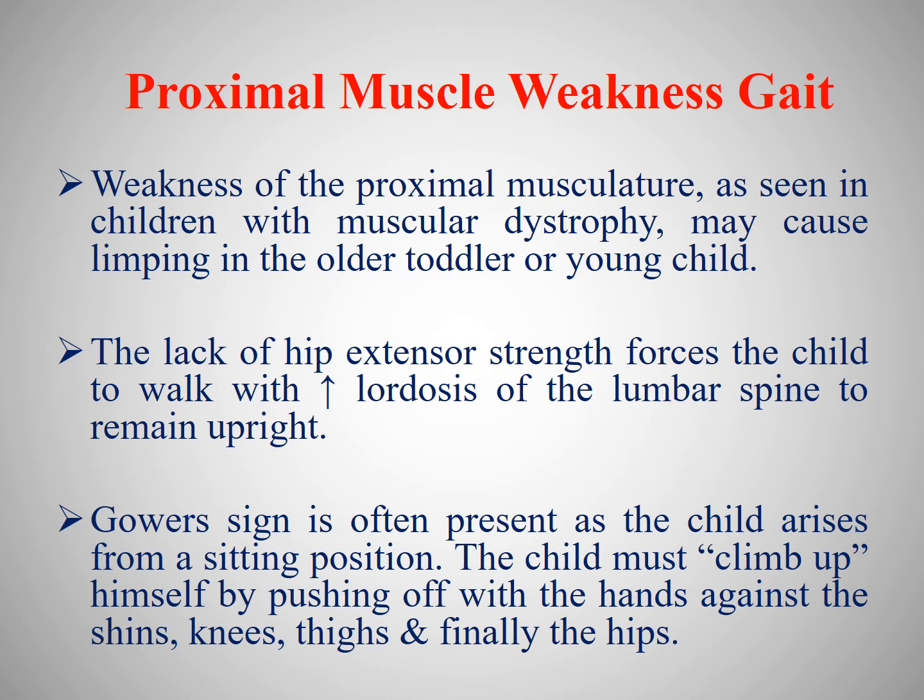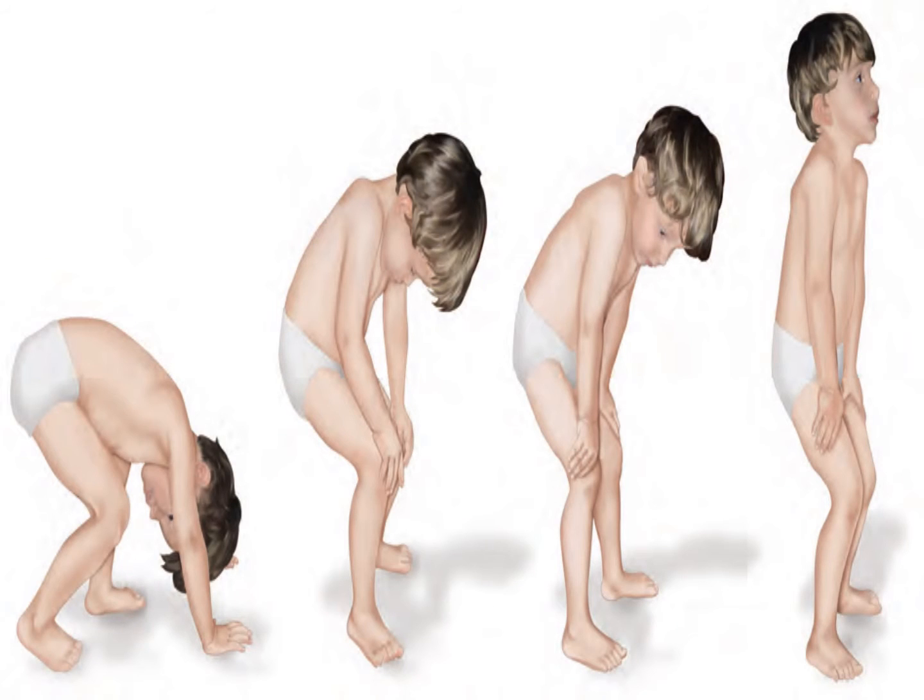Proximal muscle weakness gait. Weakness of the proximal musculature as seen in children with muscular dystrophy may cause limping in the older toddlers or young child. The lack of hip extensor strength forces the child to walk with increased lordosis of the lumbar spine to remain upright. Gower sign is often present as the child arises from a sitting position. The child must climb up himself by pushing off his hands against the shins, knees, thighs, and finally the hips. Here is the Gower sign, how the child can stand from the sitting position.